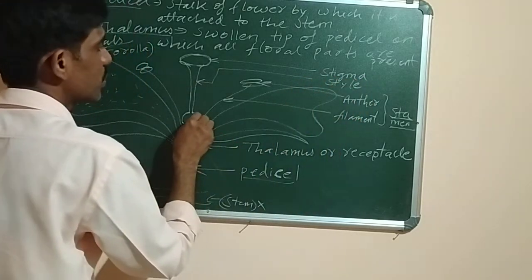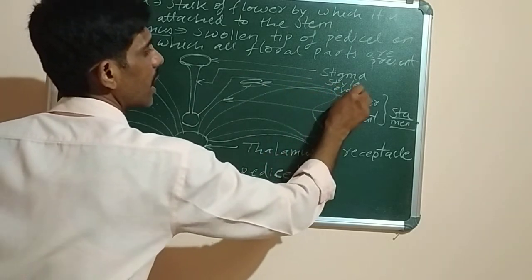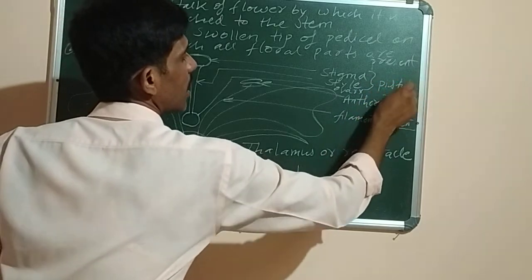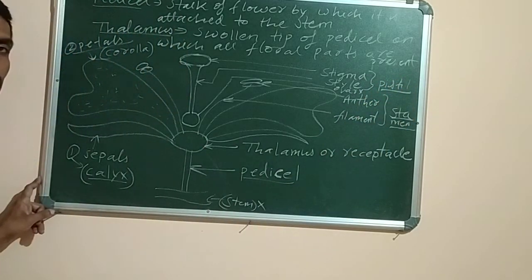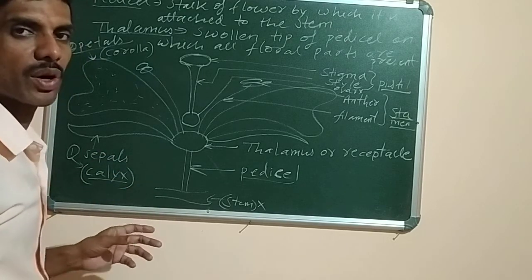And the last part, this one, it is known as ovary, O-V-A-R-Y. Together they are known as pistil or carpel. And all the pistils or carpels together form the female part of the flower, which is called gynoecium.